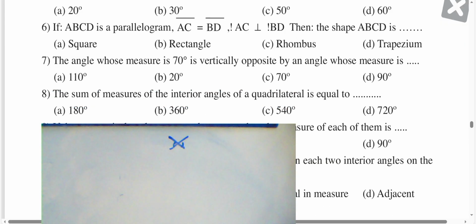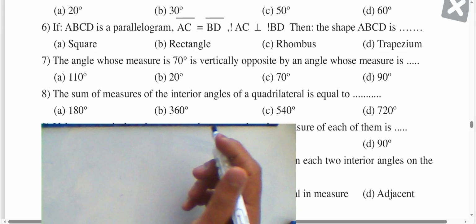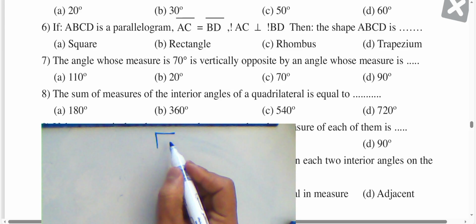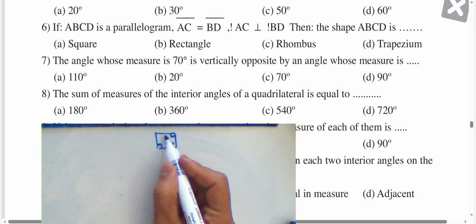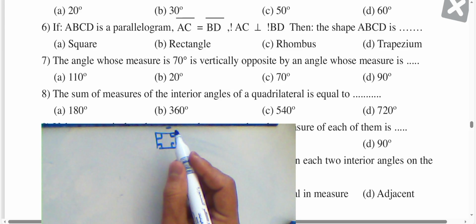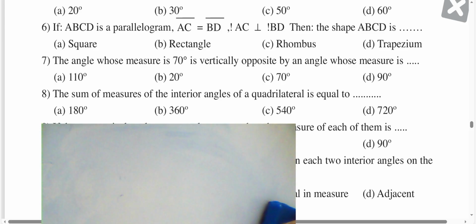Next question. Number 8. The sum of measure of interior angles in a quadrilateral equal what? Sum of interior angles of a quadrilateral, it will be 360 like square. 90 plus 90 plus 90 plus 90 equal 360. Choose letter B.